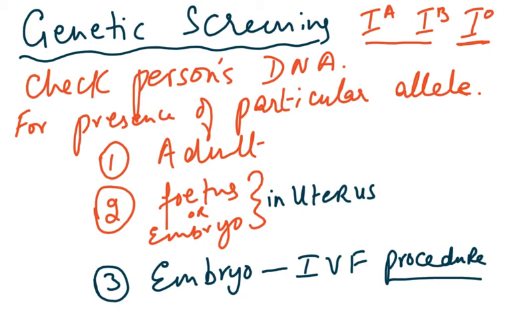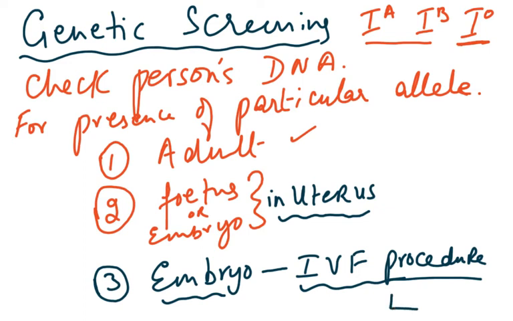So who do we genetically screen? Number one, we screen adults. We do screen them for, do they have that allele which can cause the disease? Next, we also screen fetus or embryo, and this is in the uterus. And there are two methods by which we do this: amniocentesis and chorionic villus sampling. And the third that we test is embryos when we are doing an IVF procedure.